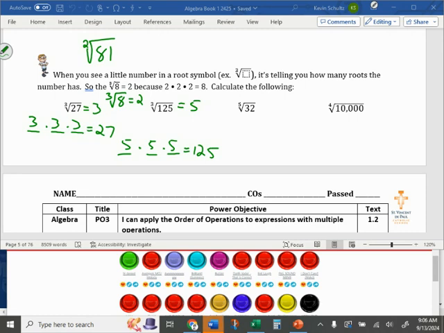How about the fifth root of 32? What times itself equals 32? 5 of them. 2. 2 times 2 times 2 times 2 times 2. Therefore, the fifth root of 32 is 2. It takes 5 of them, all multiplied together, to get 32. Finally, the fourth root of 10,000. 10 times 10 times 10 times 10 is 10,000. Therefore, the fourth root is 10.